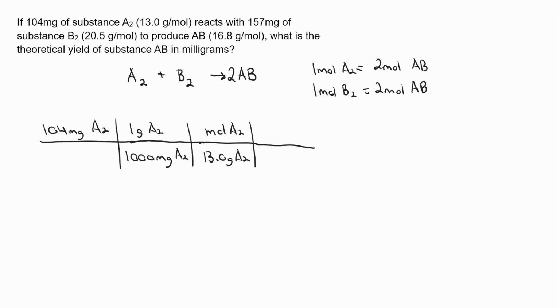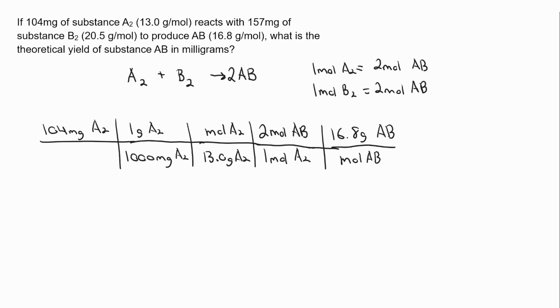And now we use our mole-to-mole ratio as before, where 1 mole of A2 is equivalent to 2 moles of AB. And we can use our molar mass in the end of AB, which is given to you in the problem, 16.8 grams for every mole of AB.